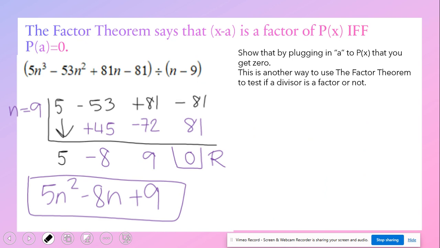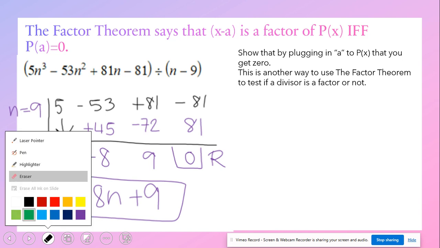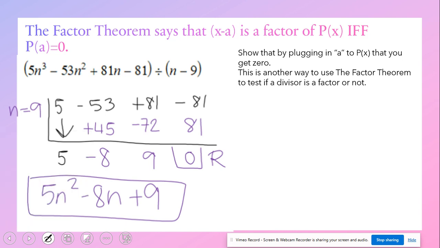One last thing, the factor theorem says that x minus a is a factor of p of x if and only if p of a is equal to 0. Okay, so we just did this. We saw that we got a remainder of 0. That's wonderful. We knew it was a factor because of the factor theorem, but really, what the factor theorem is saying is that when we plug in a to the original polynomial, we should get 0 if it is a factor.